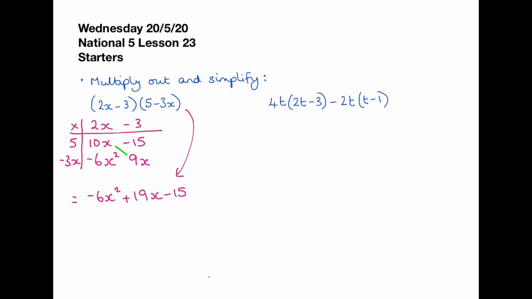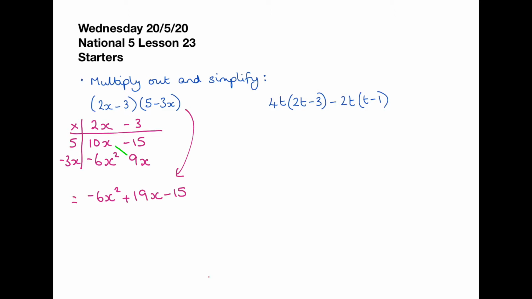Okay, so the second one, we're just multiplying out brackets here, and remember that this section has to be multiplied out and that section has to be multiplied out, and then we combine the whole lot. Okay, remember this is nothing to do with this until we've multiplied out the brackets.